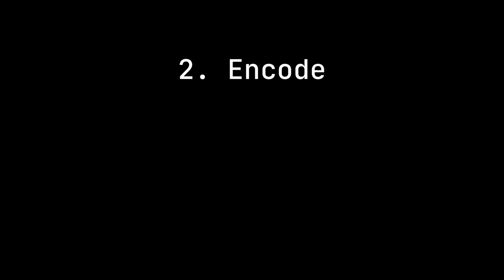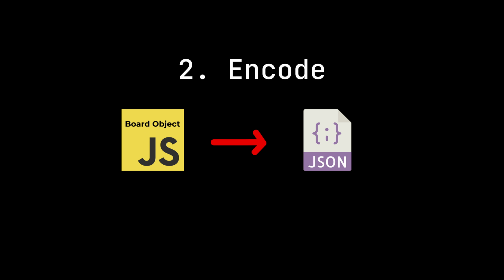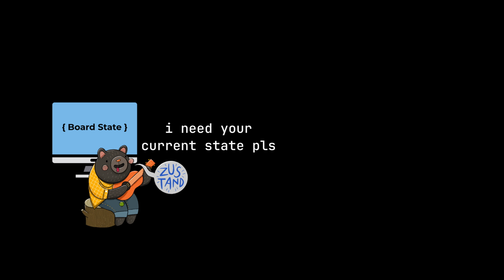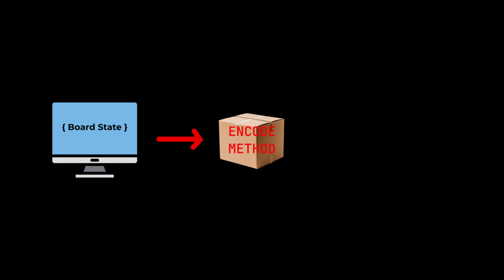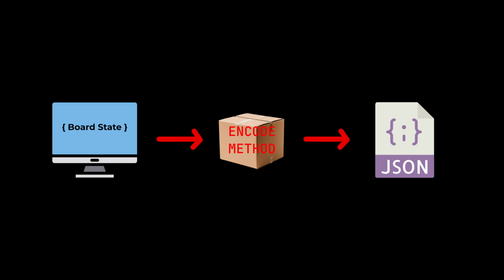Second is to encode, going from board object to JSON. This happens when we save a board, and the process will look like this. The render retrieves the current board state from Zustand. The main process calls the encode method. This basically does a JSON stringify to produce clean, human readable JSON, and that JSON text is written to the file. Because the board in Zustand already matches the schema, encoding is always safe.